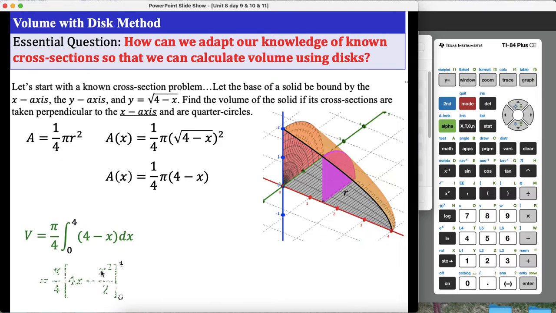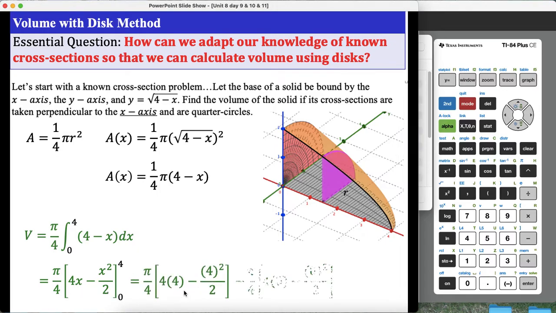This is easy enough to integrate by hand. Then we can plug in the 4. We don't need to plug in the 0 because that will just give us a value of 0. So we plug in the 4 and we find our area for that known cross-section, and it's 2 pi.